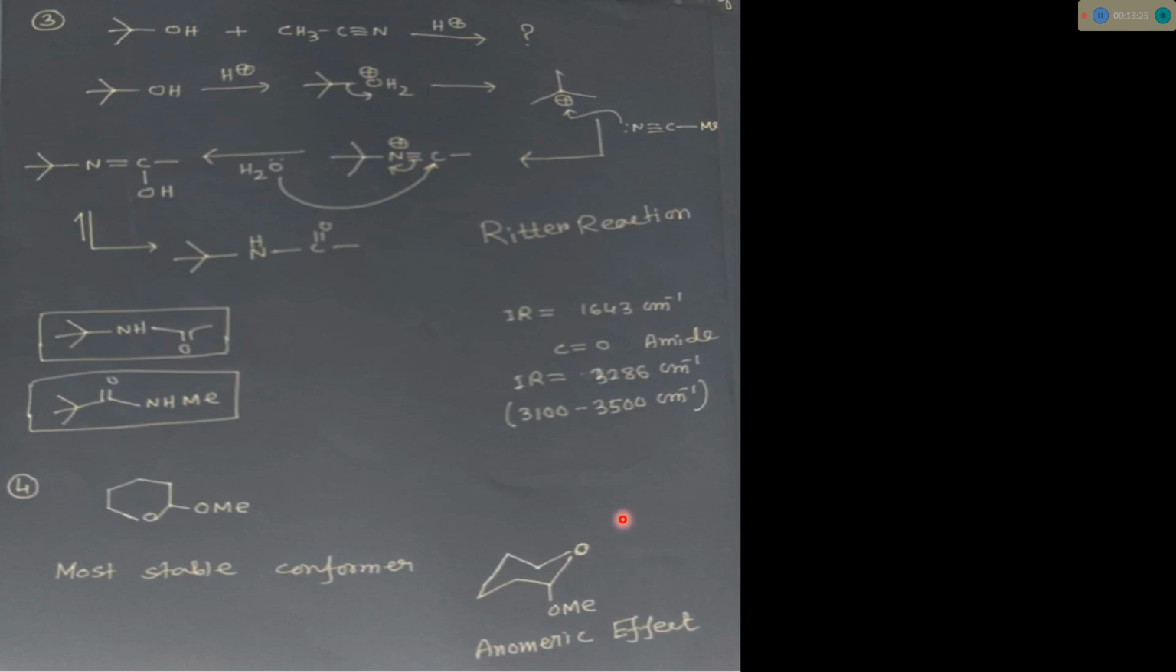We all know from the anomeric effect, if an electron withdrawing group is present and oxygen is in the ring, then the axial substituent is more stable because of the anomeric effect. So let's see the next question.